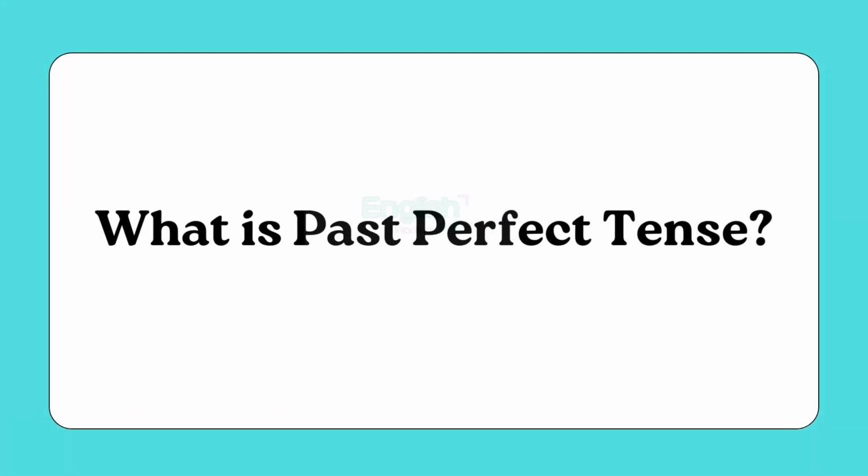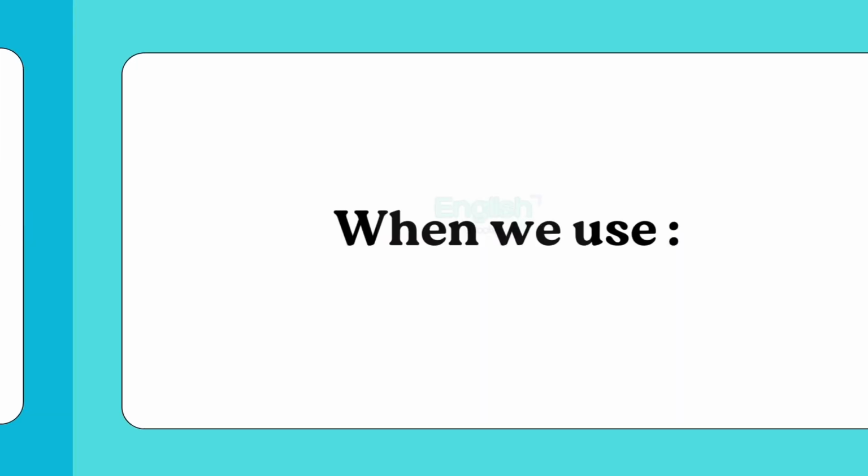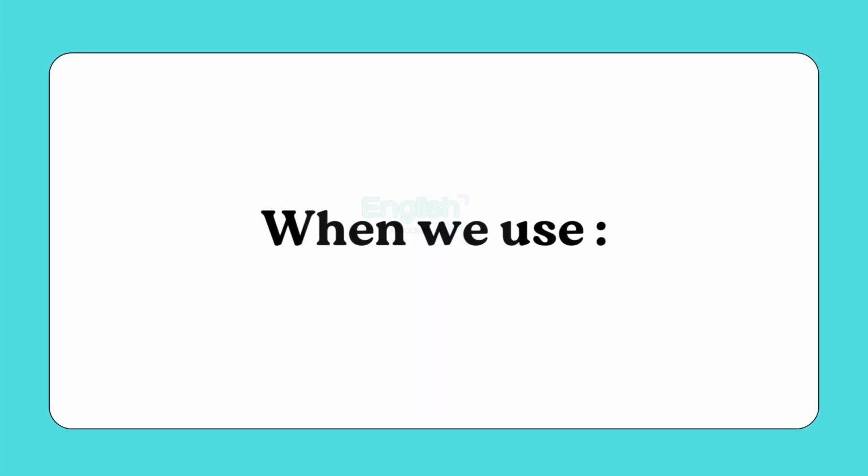So what is the past perfect tense? It is used to show that one action was completed before another action in the past. It helps us tell what happened first. Let's see when we use it.